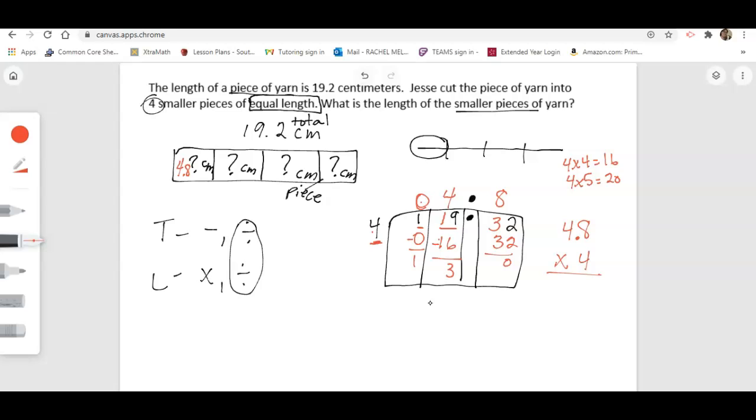So 4 times 8 is 32. 4 times 4, 16, plus 3 is 19. But then there's 1 decimal here in this factor. So it's 19 2/10. So we did do that correctly.